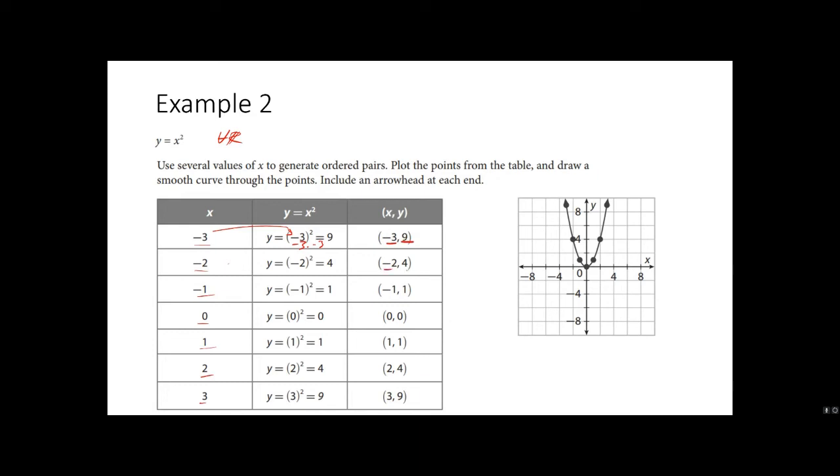And the same thing occurs with all the negatives. You substitute them in. Negative 1 squared is negative 1 times negative 1, positive 1. Negative 2 times negative 2, or negative 2 squared, positive 4. 0 squared gets you 0, so plug in 0, get a 0. Plug in a 1, get a 1, because 1 squared is just 1 times 1, which is 1. 2 squared, 2 times 2, that's 4. So plug in a 2, get out a 4. 3 squared, 3 times 3, which is 9. Plug in a 3, get a 9. So notice these are our ordered pairs.